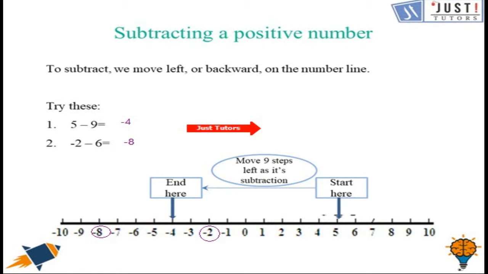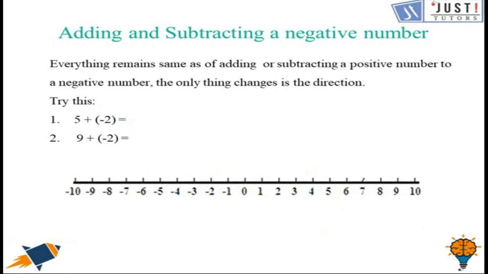Now let's try the next part. It says negative 2 take away 6. So we'll start from negative 2 and take 6 jumps, and we'll land at the number negative 8, and that's your answer. Now let's move forward to the next slide and learn about adding and subtracting a negative number. Everything remains the same as adding or subtracting a positive number to a negative number. The only thing which changes is the direction.